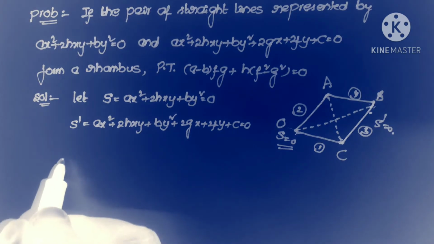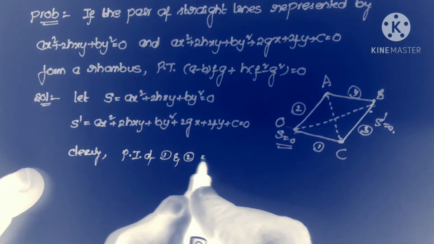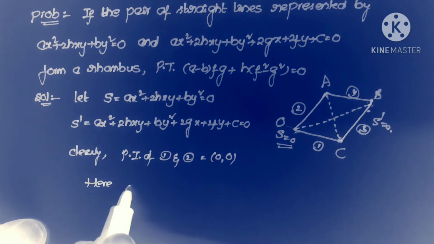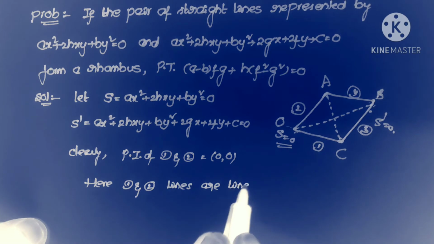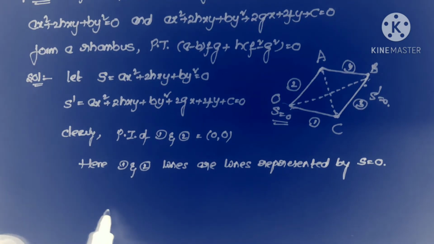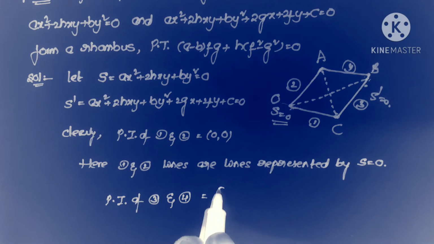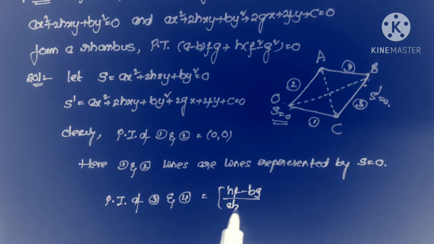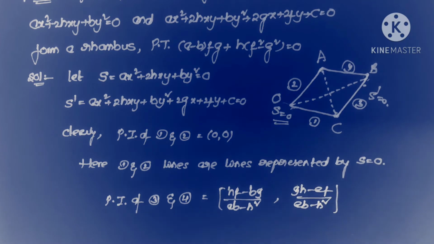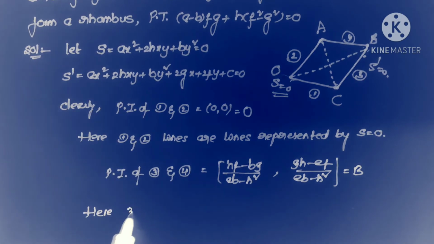First, the point of intersection of 1 and 2 is (0, 0). These 1 and 2 are the lines represented by the first pair of straight lines, that is S = 0. Next, the point of intersection of 3 and 4, the lines represented by the second equation, is ((hf − bg)/(ab − h²), (gh − af)/(ab − h²)). The first point is O and the second point is B.